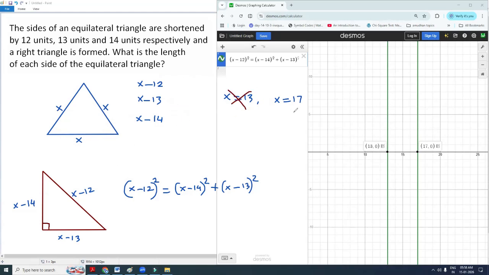Now let me consider the second value of x, that is 17. 17 can be considered as the length of each side of the equilateral triangle. Let me plug in 17 for x. 17 minus 12 is 5. 17 minus 13 is 4. 17 minus 14 gives 3. We know that 3, 4, 5 are the sides of a right triangle. Therefore, the length of each side of the equilateral triangle is 17 units.